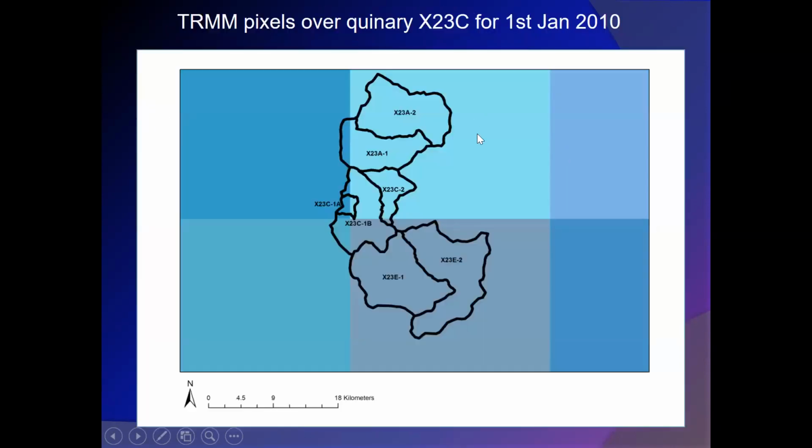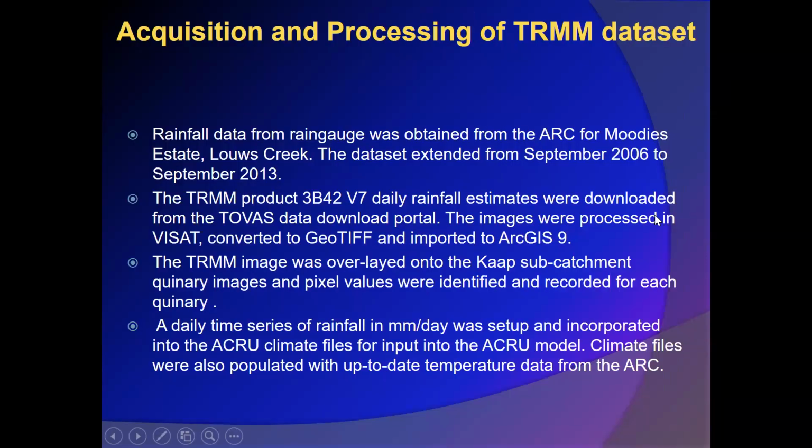I think the most important thing for us here was the rainfall. So what I did was I downloaded data, which was the actual in-situ rain gauge information from the ARC, that's the Agricultural Research Council database that was provided to us. And we had a short data set from 2006 to 2013 for that specific site. And we used the TRMM 3B42 version 7 daily rainfall estimate, which we downloaded from the TOVAS download data portal.